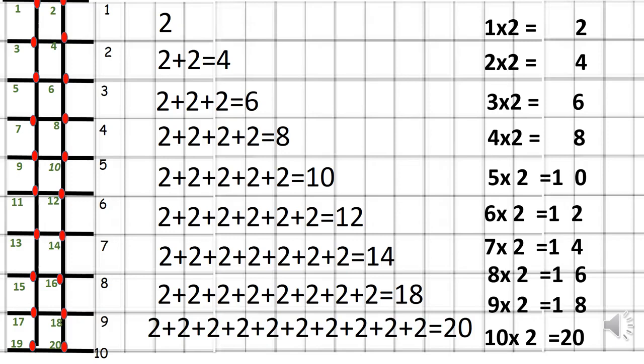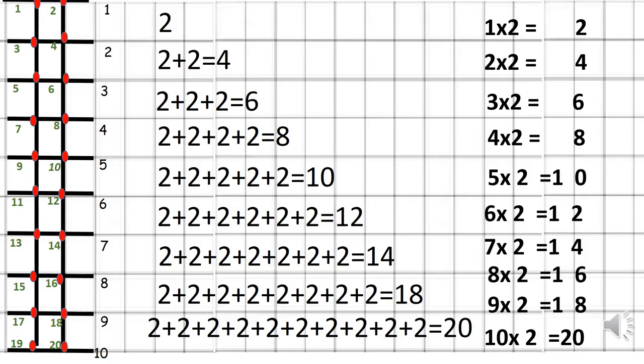Similarly, the sum is also 4. Now in the third line we have written 2 thrice, so in the multiplication fact it is 3 times 2. The product is 6, which is equal to the sum. Then we come to the fourth line where we have written 2 4 times, and the sum is 8, and 4 times 2 is also 8.